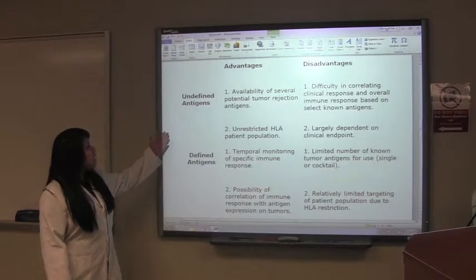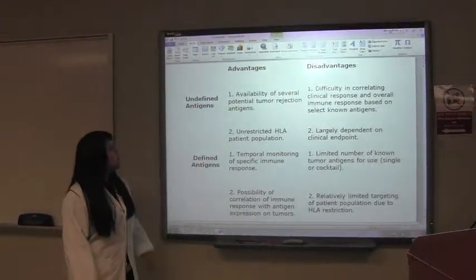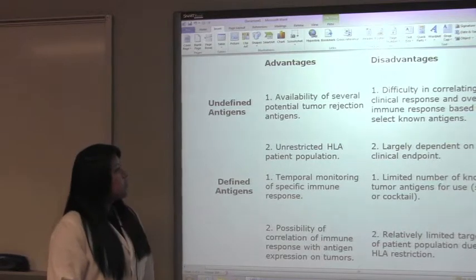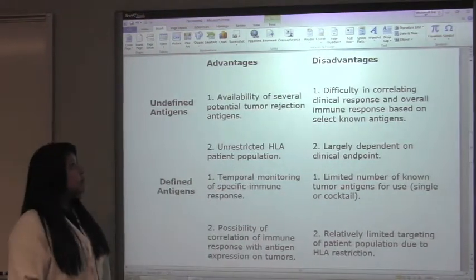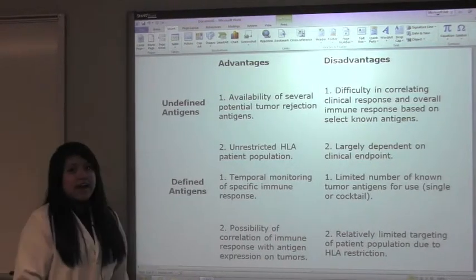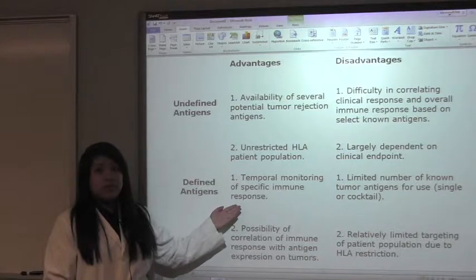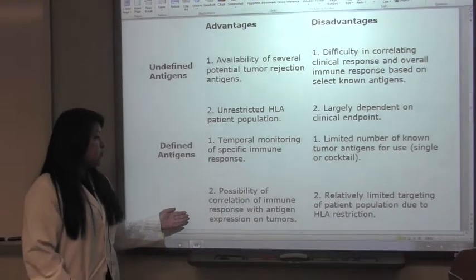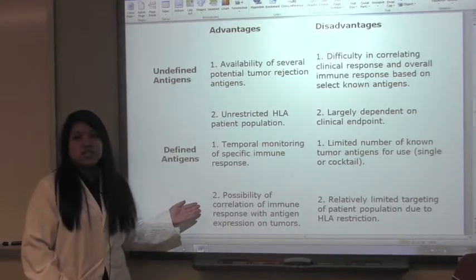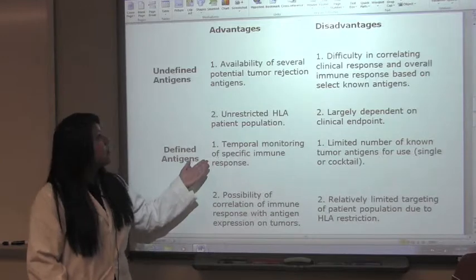Undefined antigens have availability of several potential tumor rejection antigens. Also, they have unrestricted HLA patient population. Advantages for defined antigens include temporal monitoring of specific immune responses and possibility of correlation of immune response with antigen expression on tumors. Now let's take a look at disadvantages.